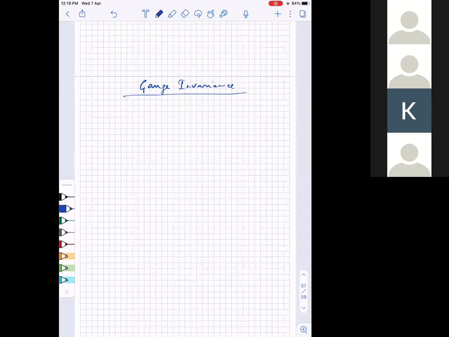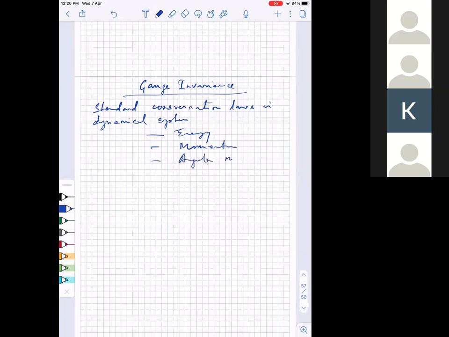Now, in the standard conservation laws in dynamical systems, we have energy, momentum, angular momentum, whatever.